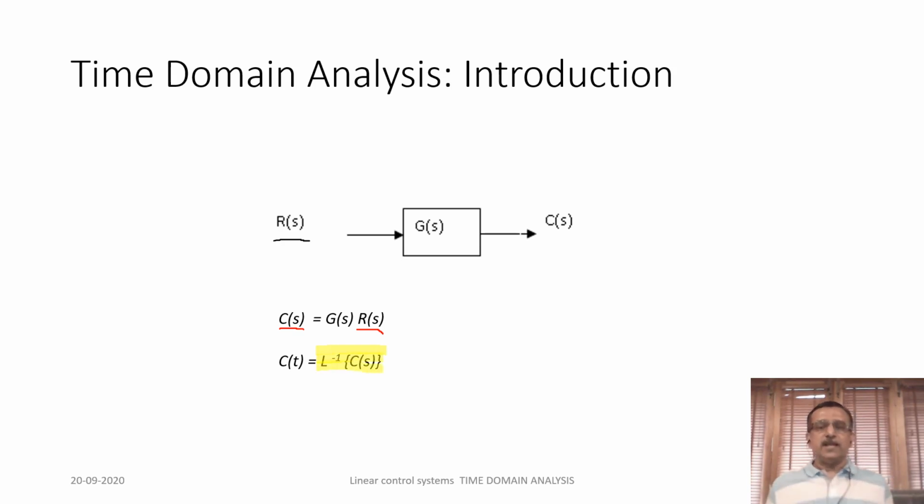So I'll repeat this again. You are interested to find C(t) for some R(t). So what should you do? You find R(s), you multiply it by G(s), you will get C(s), which is the Laplace transform of the output. Then once you take the inverse Laplace transform of C(s), you will get C(t). Is that clear? So in principle, you can find the output of a system for any input. That is the point which I want to make very clear.